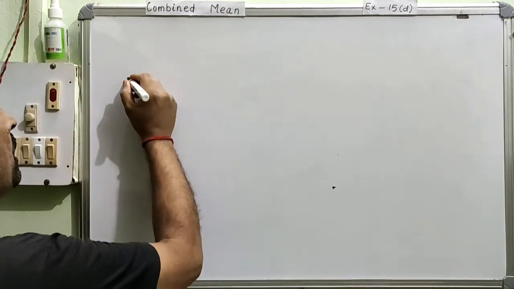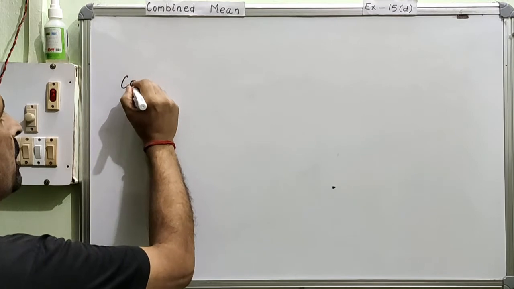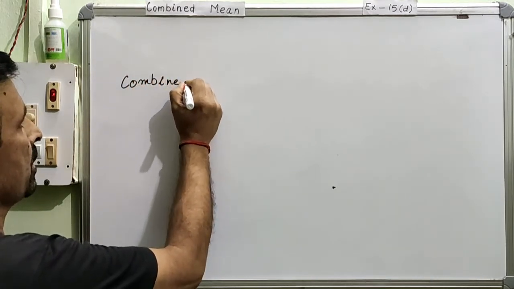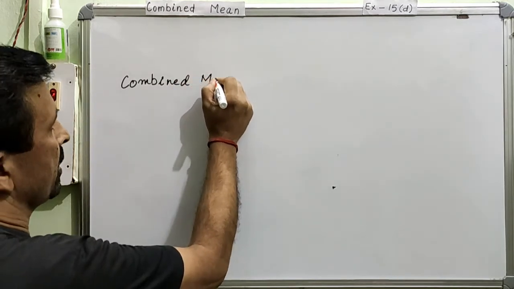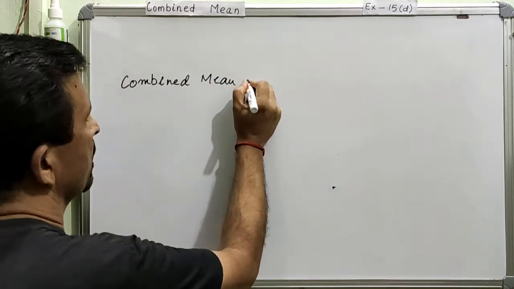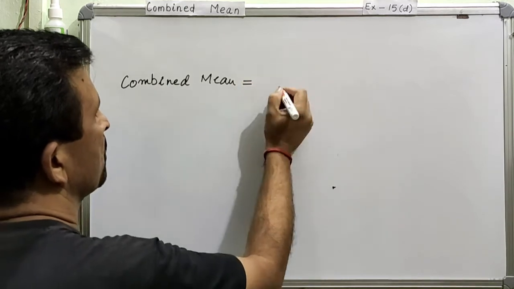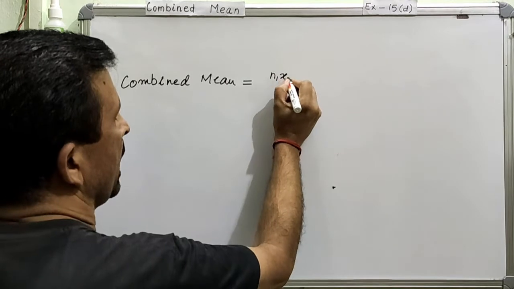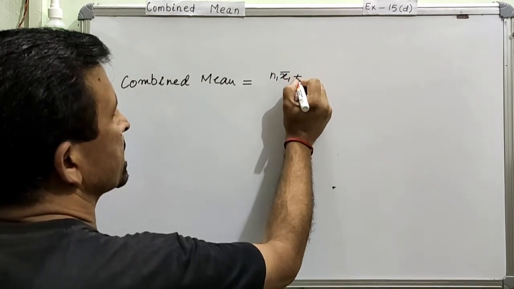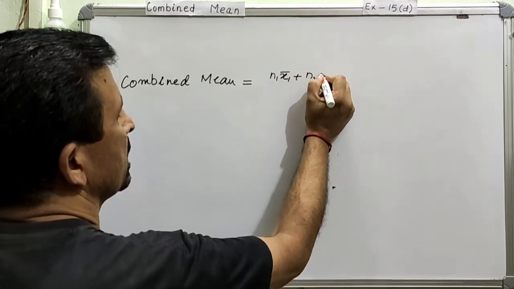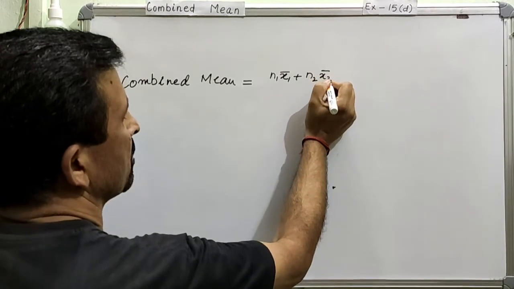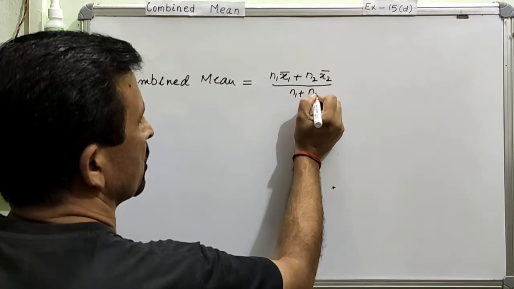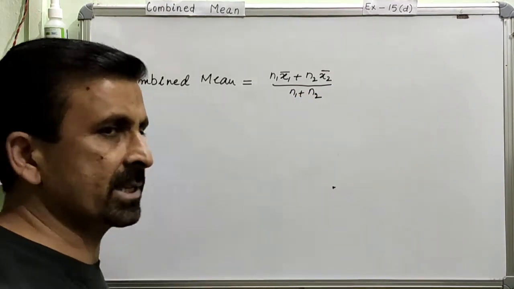Combined mean formula is equal to n1 x1 plus n2 x2 divided by n1 plus n2. Now let us try to understand this formula. This formula is very simple.